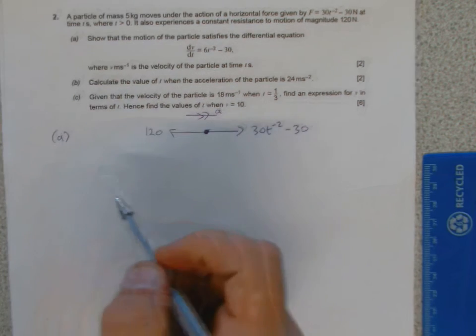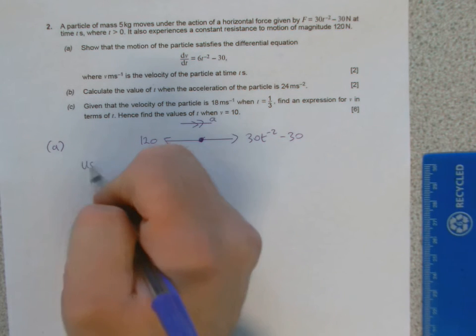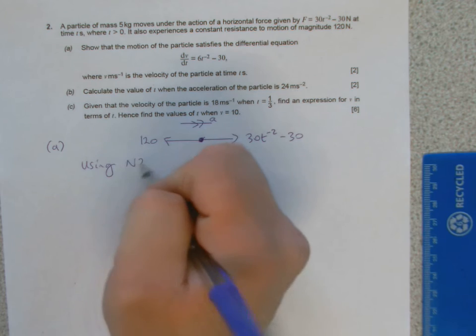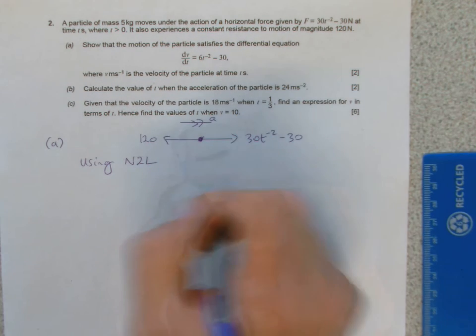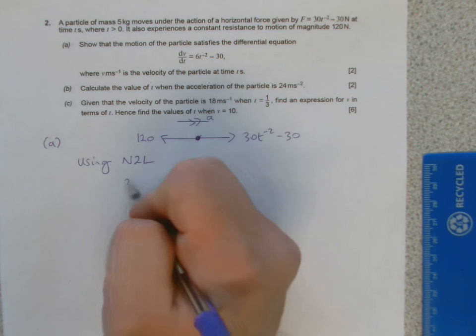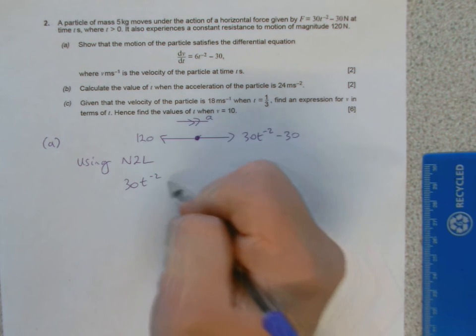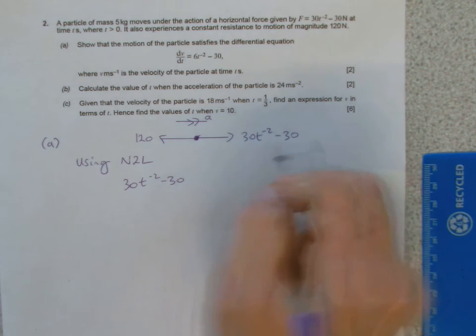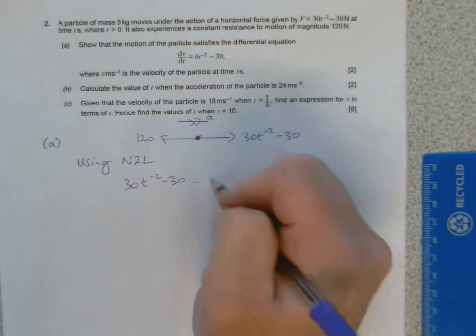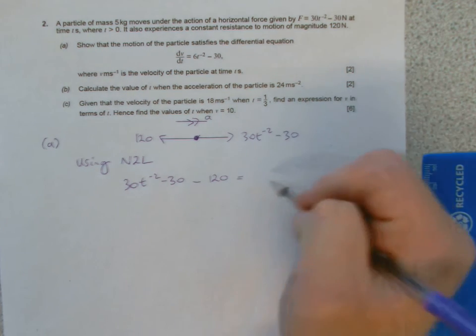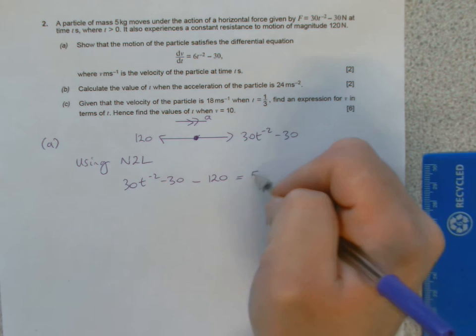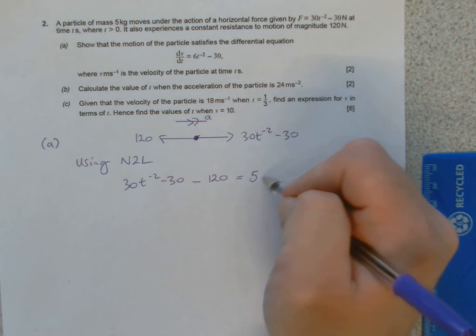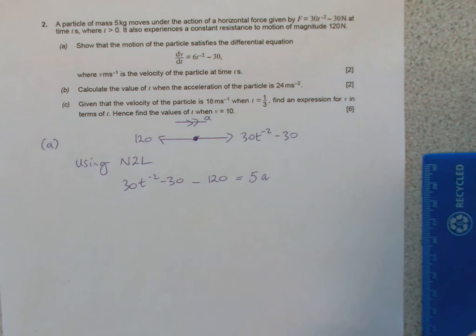So for part A, what we'll do, of course, is use Newton's second law. We get the resultant force, which would be 30t^-2 minus 30. That's the forward force. Take away then the resistance, which is 120. That will equal mass times acceleration. The mass in this case is 5, and the acceleration we'll call a.